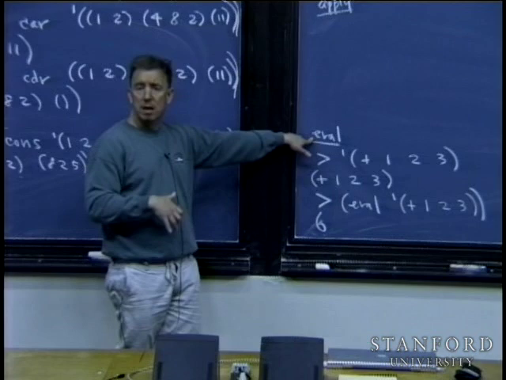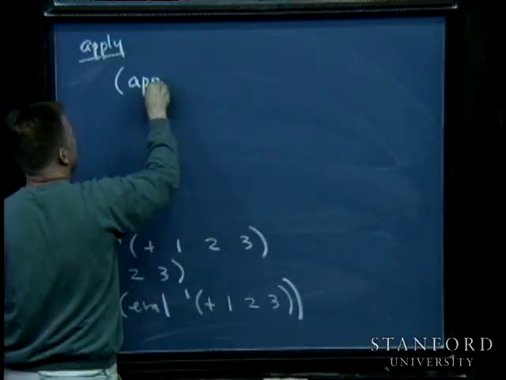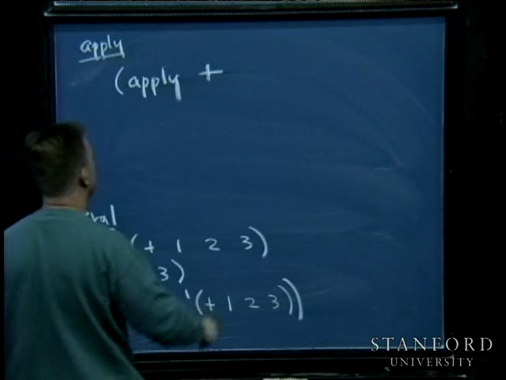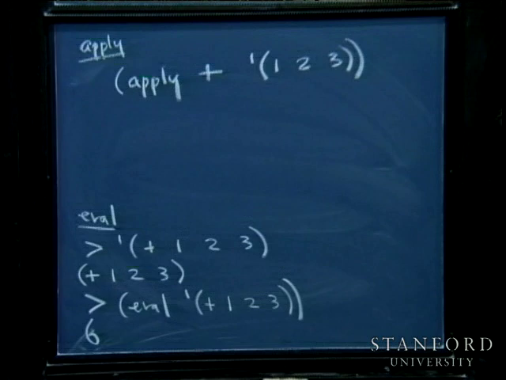Okay. Apply is a little bit different. Apply actually allows you to specify which function should be pressed against all the arguments that follow. That's another way of computing 6 in a less direct way. Okay, but it won't always be the case that we know the last argument is the list constant 1, 2, 3. It could be something that's procedurally or functionally generated.